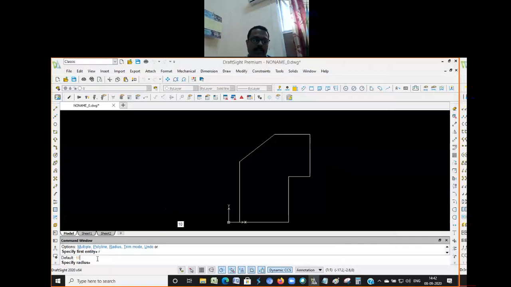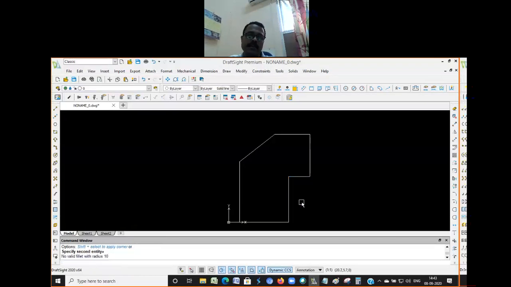So how much is the radius by default? 10 millimeter radius. So let us see what will happen. Okay, give it as 10. Then specify first entity, pick up this line. Second entity, pick up this line. So it says not valid with radius 10. So that means your radius has to be reduced.